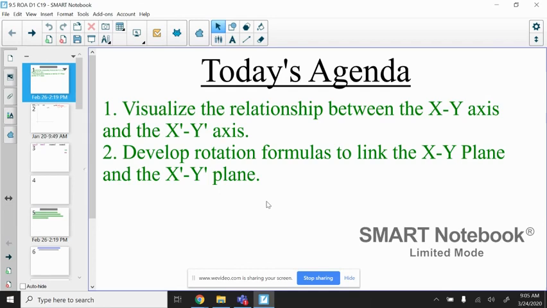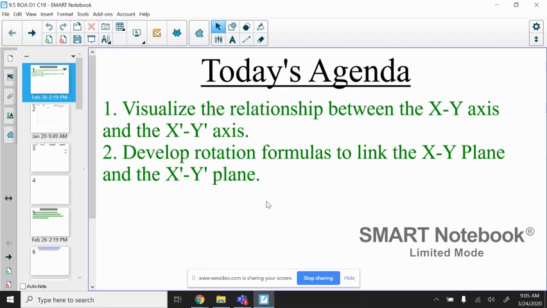So today's agenda, we are going to visualize the relationship between the XY axis and the X prime Y prime axis. And of course, I'll explain to you what the X prime Y prime axis is shortly. And then we are going to develop rotation formulas to help us be able to connect the two.